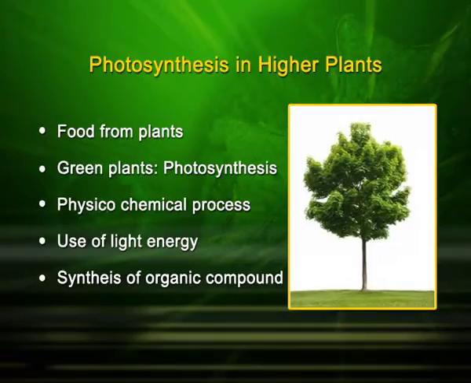Photosynthesis is a physico-chemical process. Physical because physically light is trapped into the plant, and chemical because a chemical reaction is taking place for production of food and oxygen. And it is only possible in the case of green plants. You can see in this slide that food we can get only from plants.